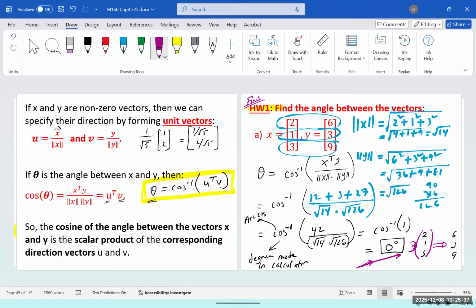Orthogonal means they're perpendicular. So two lines are perpendicular if the angle between them is 90 degrees. If the angle between them is 90 degrees, they are orthogonal. Or if their dot product is 0, then they are orthogonal. So in both cases, we get two orthogonal vectors, meaning one vector is perpendicular to the other vector.